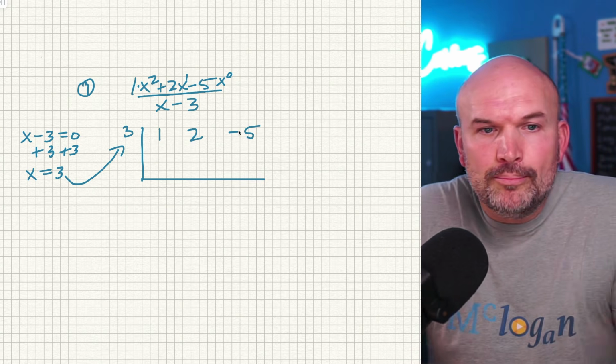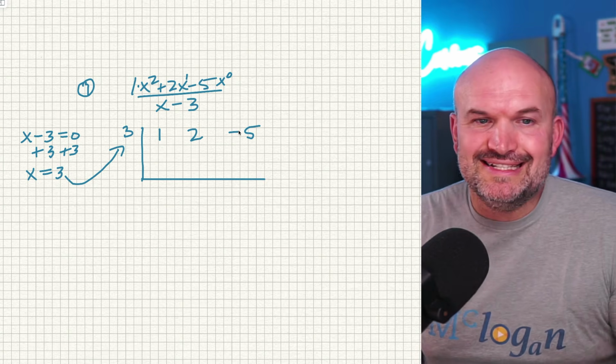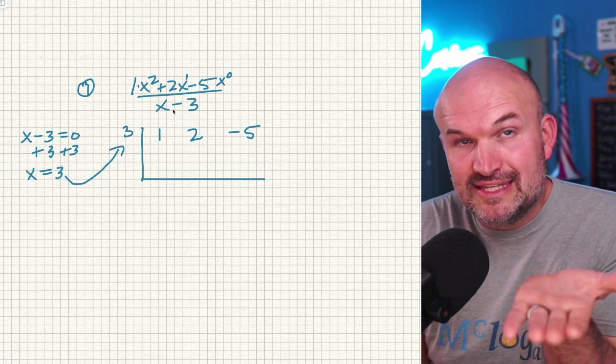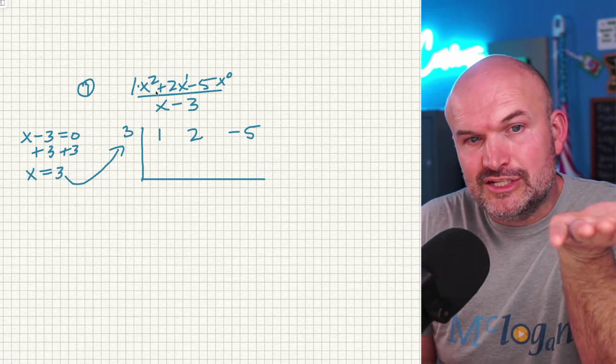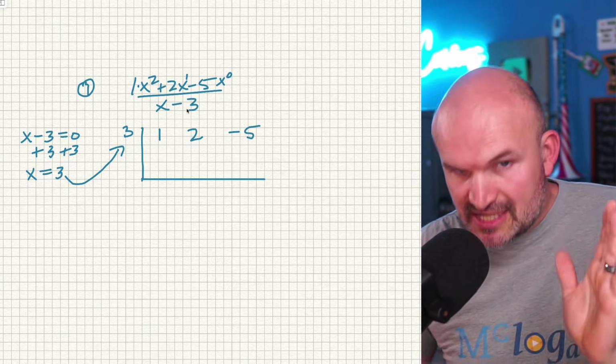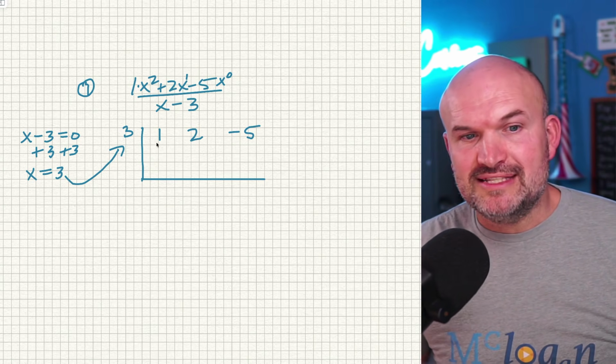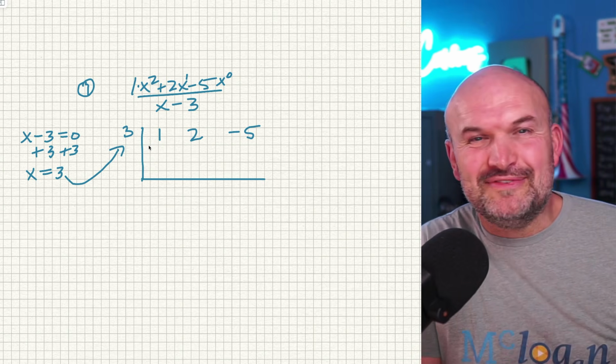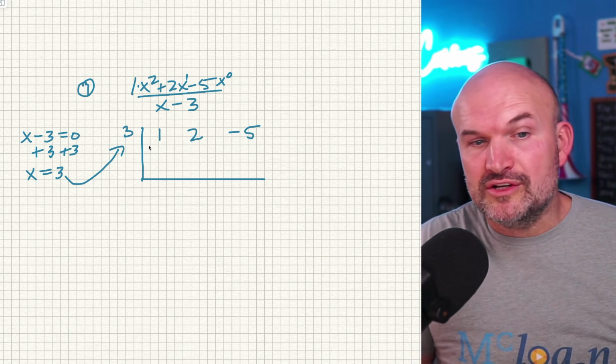Now again, the whole purpose of dividing polynomials is we're trying to identify, does x minus 3 evenly divide into this polynomial? And if it doesn't, well then what is going to be the remainder? So synthetic division is going to help us do all that without doing any of the dividing that we're kind of used to with long division.